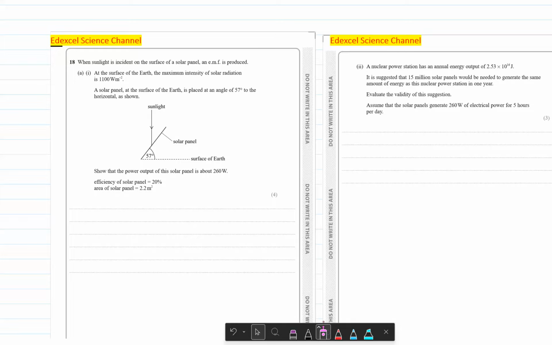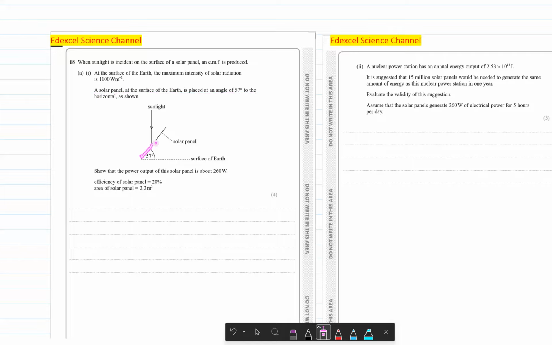When sunlight is incident on the surface of a solar panel, an EMF is produced. At the surface of the Earth, the maximum intensity of solar radiation is 1100 watt per meter square. A solar panel at the surface of the Earth is placed at an angle of 57 degrees to the horizontal as shown.